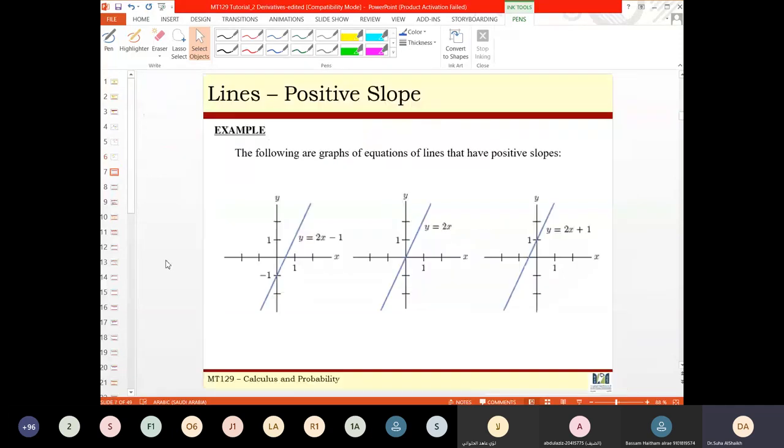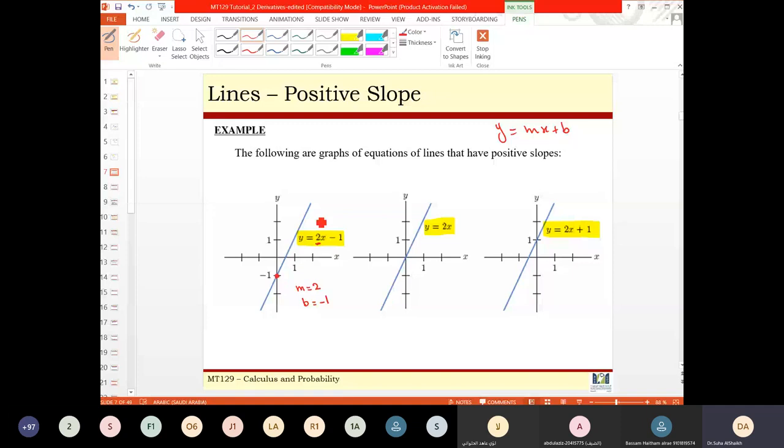Okay? Now here they show you 3 different examples of 3 lines. They have the same slope but the intercept is different. Right? Do you see? The slope here is 2. Consider this, this is the equation of the line. What is the m here? 2. What's the intercept here? It's -1. So I cut at -1 and my line is growing.